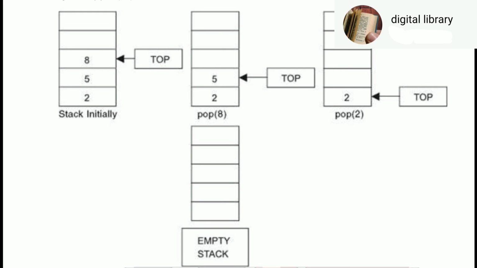The pop method returns the value at top and then decrements top. This effectively removes the item from the stack. It is inaccessible although the value remains in the array. So the pop method is returning the value and it is decrementing top.